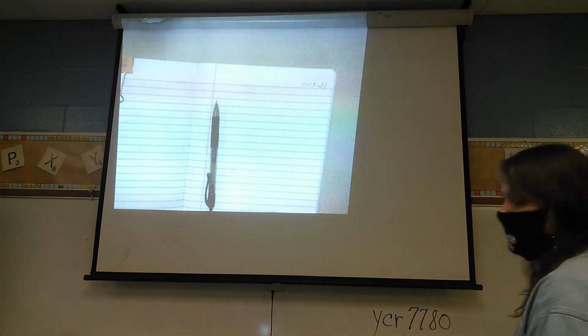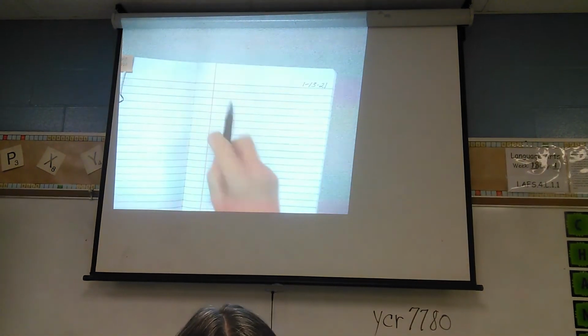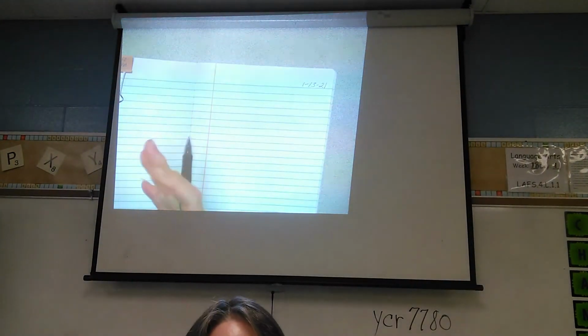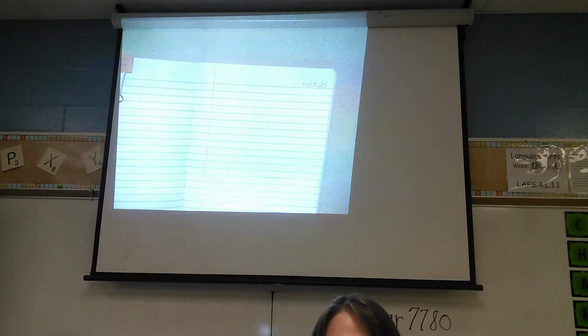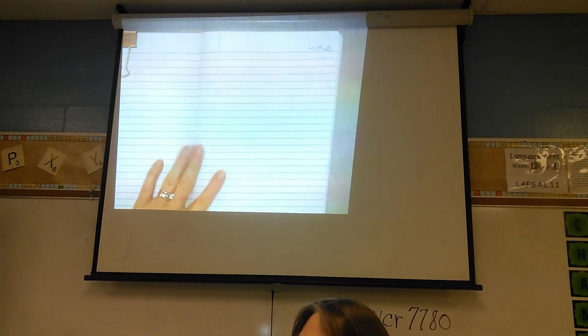Things that I noticed yesterday. I was looking at some of your notebooks, and I was looking to see exactly how you were taking notes. And one of the things I've noticed is that a lot of you are writing down sentences. You're copying down sentences from the text as it's displayed up on the projector and the document camera. I wanted to take a few minutes today to remind you that you're supposed to be taking notes in a boxes and bullets fashion.